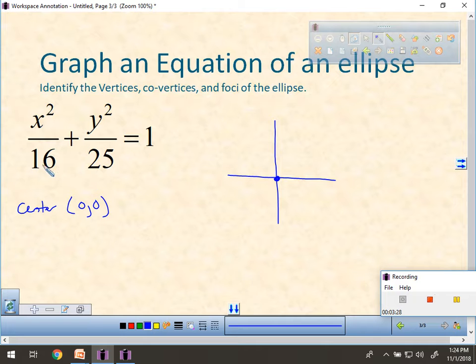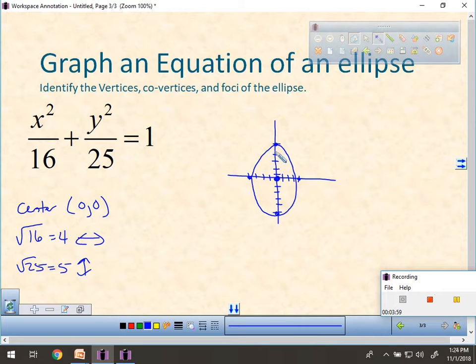Now, for the x-axis, you see the 16, so the square root of 16 is 4, which means that from my center, I'm going to go left and right 4. And so that would be on the x-axis. For the y-axis, notice there's a 25, so the square root of 25 is 5, so I would go up and down 5. So 1, 2, 3, 4, 5, and then 1, 2, 3, 4, 5. And so those 4 points would form my ellipse.